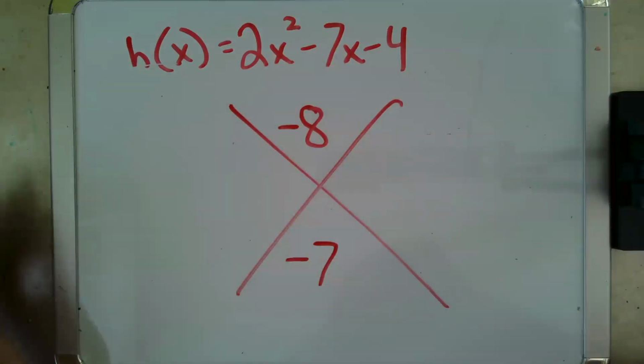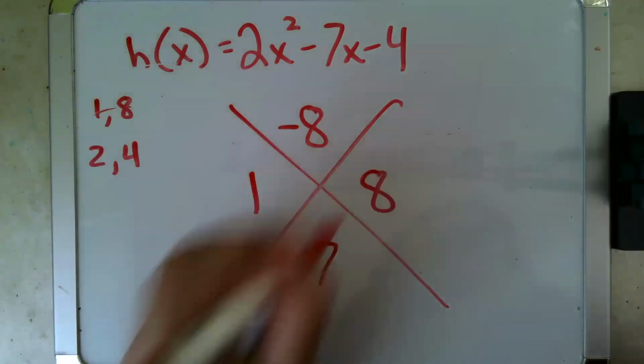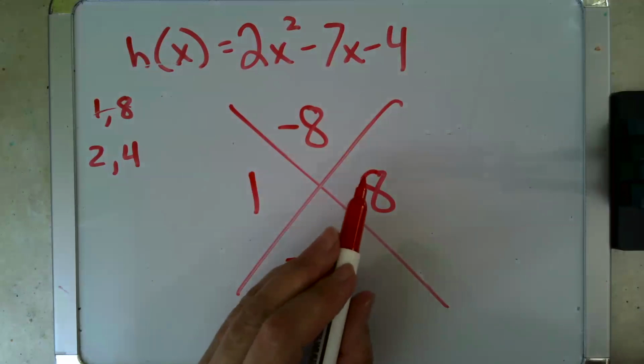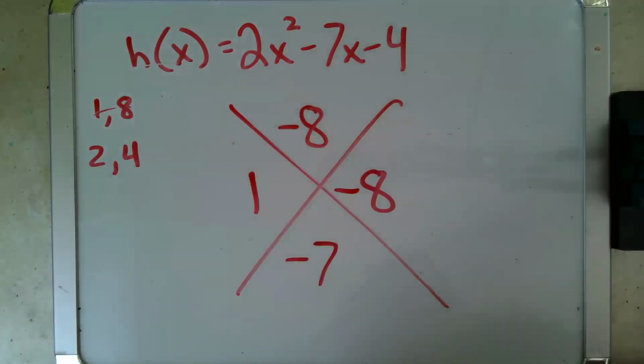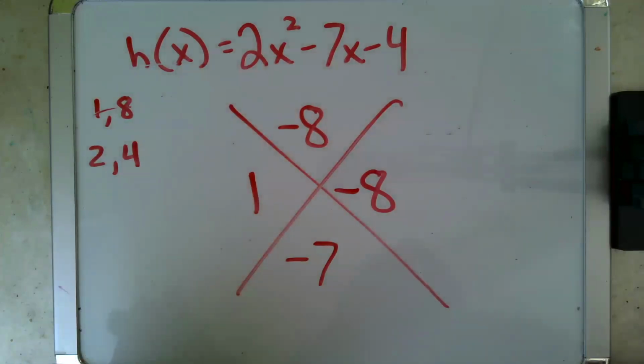I always make a factor list. Okay, I can see it's going to be my 1 and 8. And I can see that to add to a -7, my larger number needs to be the negative. Okay, now I'm not done because my x squared in this case had a coefficient. So now I need to finish up by factoring by grouping.